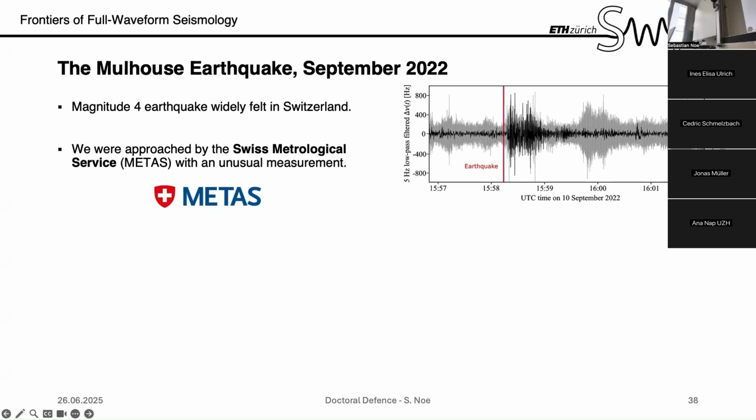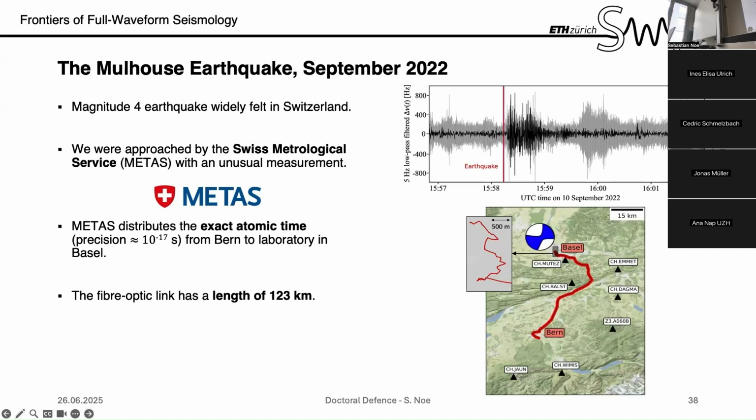However, METAS is not working with seismology whatsoever. What they're actually doing is distributing the exact atomic time from the atomic clocks that are in Bern to a laboratory in Basel. And these atomic times are insanely precise, like 10 to the power of minus 17 seconds, which is just insane. And they somehow need to keep some of this precision when they ship these timestamps out to laboratories that are far away. The fiber optic link between Bern and Basel is 123 kilometers long. And with any deformations that this fiber optic link is going through, you will lose precision.